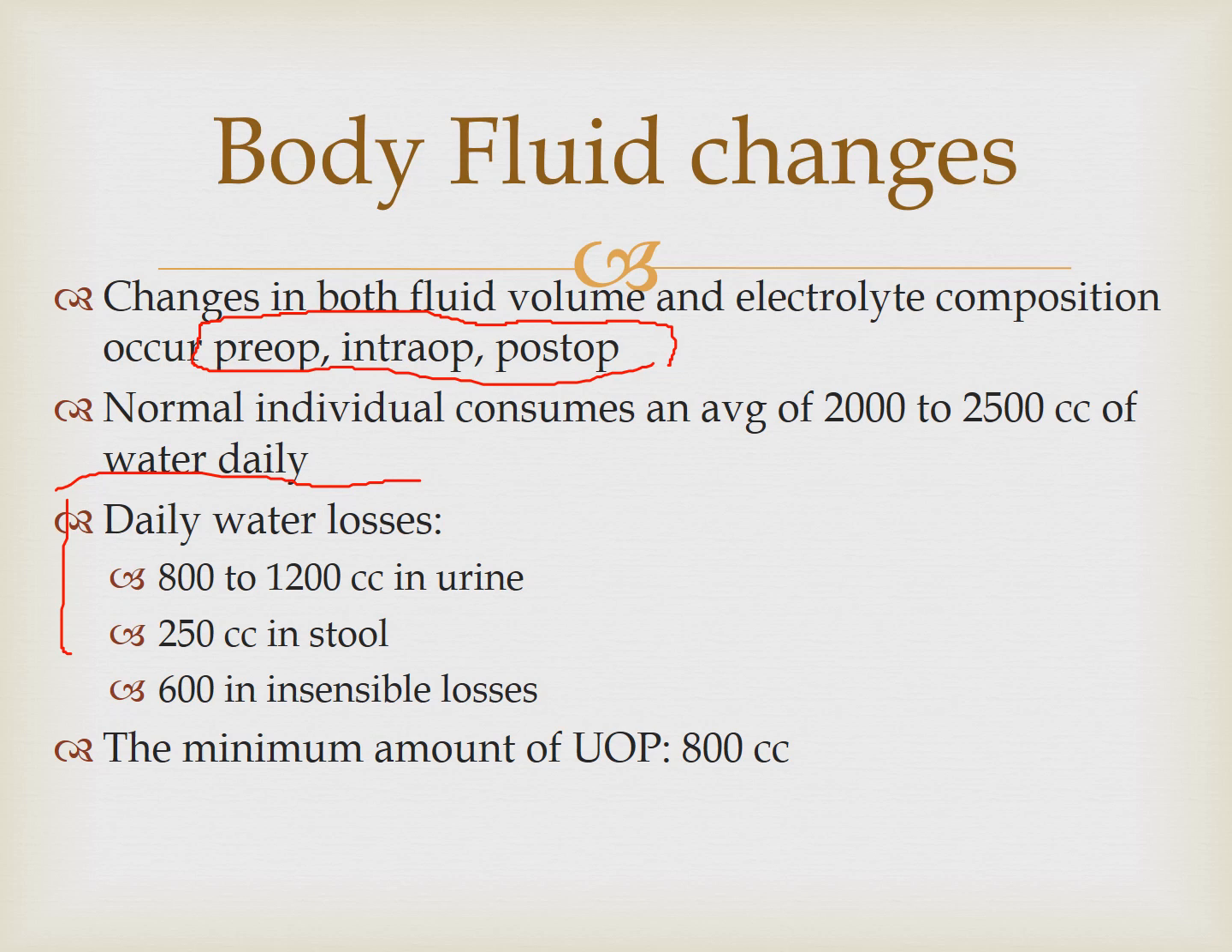Another number that you should remember is the minimum amount of urine output that needs to be recorded in a patient, which is usually 800 cc as well.